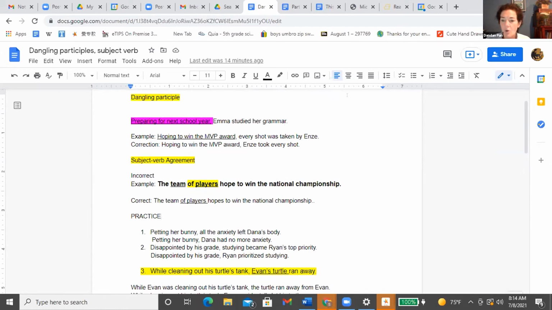All right, so go ahead and read the first sentence, the one that's highlighted in purple. Preparing for next school year, Emma studied her grammar. Okay, that is a correct sentence. So in that sentence, what is the participial phrase? Preparing for next school year. Correct. So let's just define it. A participial phrase is a phrase that begins with an ing or ed verb, and it acts as an adjective.